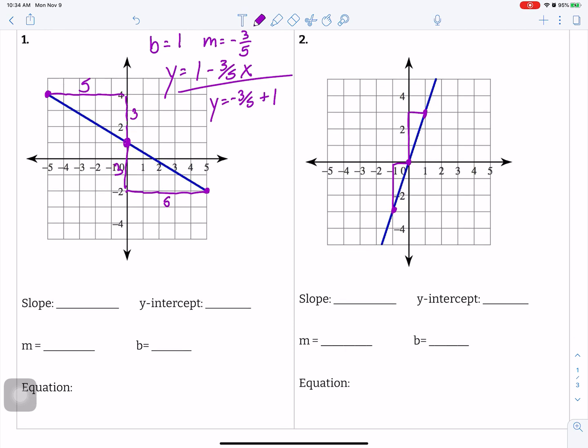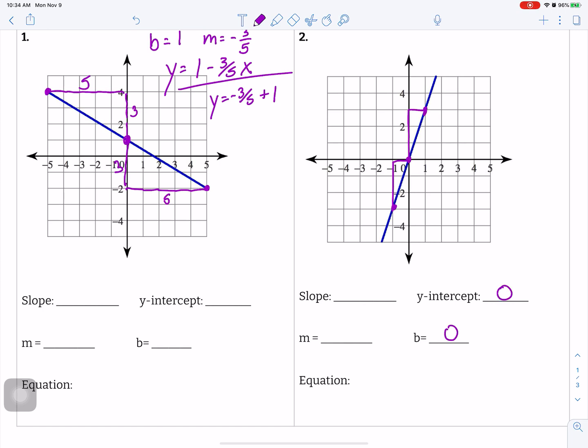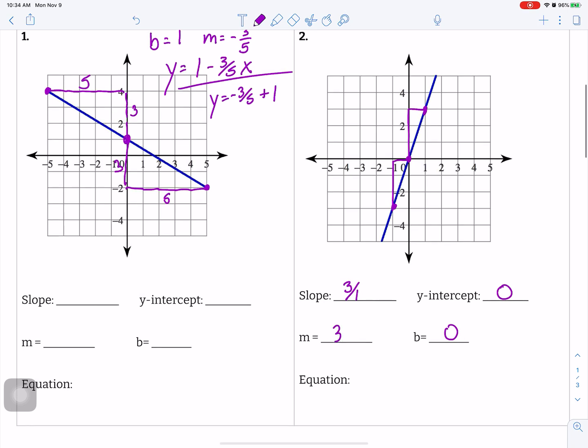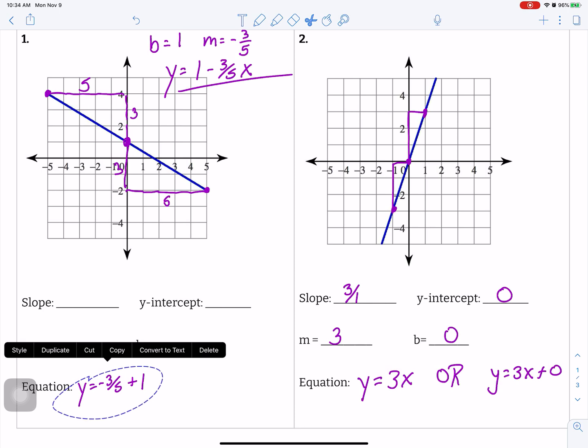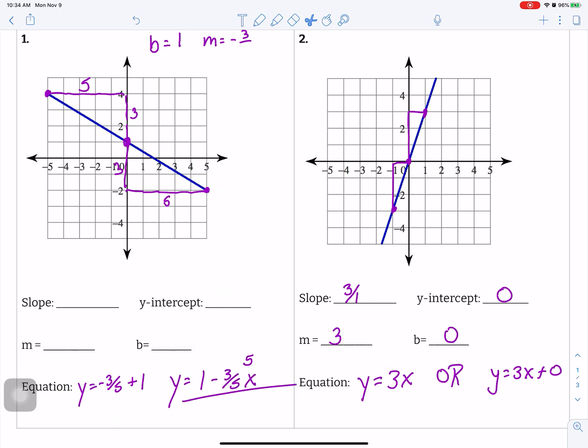So in this case, my y-intercept, remember, is my b. That's going to be at 0. My slope would be 3 over 1. And if you want to write it as just 3, that's fine too. And then y equals 3x. Or you could write y equals 3x plus 0. Nothing wrong with that. Because this is bothering me, I'm just going to go ahead and move this down. And we'll move that down. Oh, I stole a 5. Okay, now I feel better. It's all in the right spot.